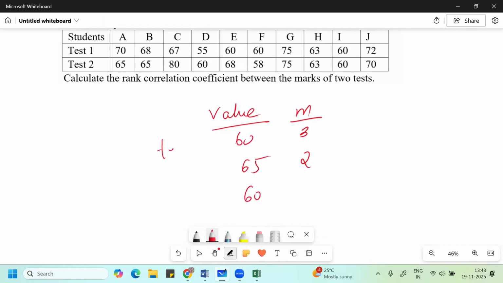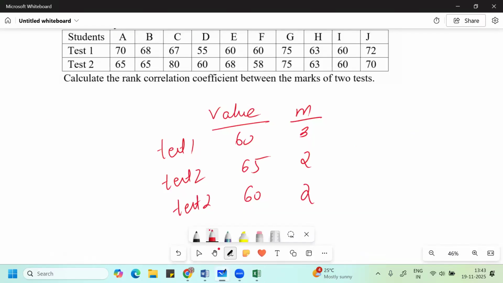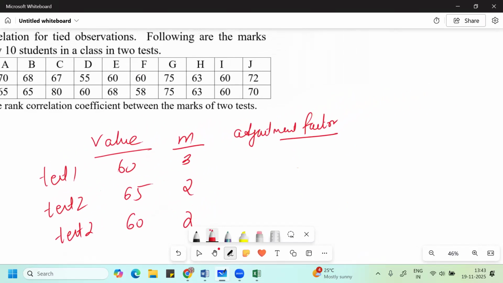This is in test 1, and this is in test 2. You had this value called 60, which appeared 2 times. So what you have to do is find the adjustment factor. That adjustment factor formula is the summation of (m cube minus m) by 12. m is basically the number of times the value is repeated.